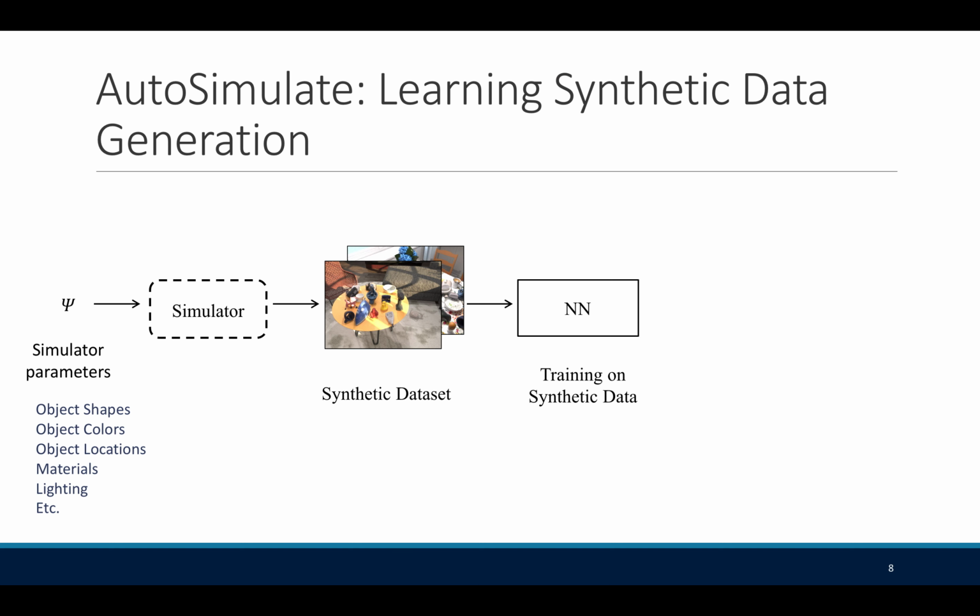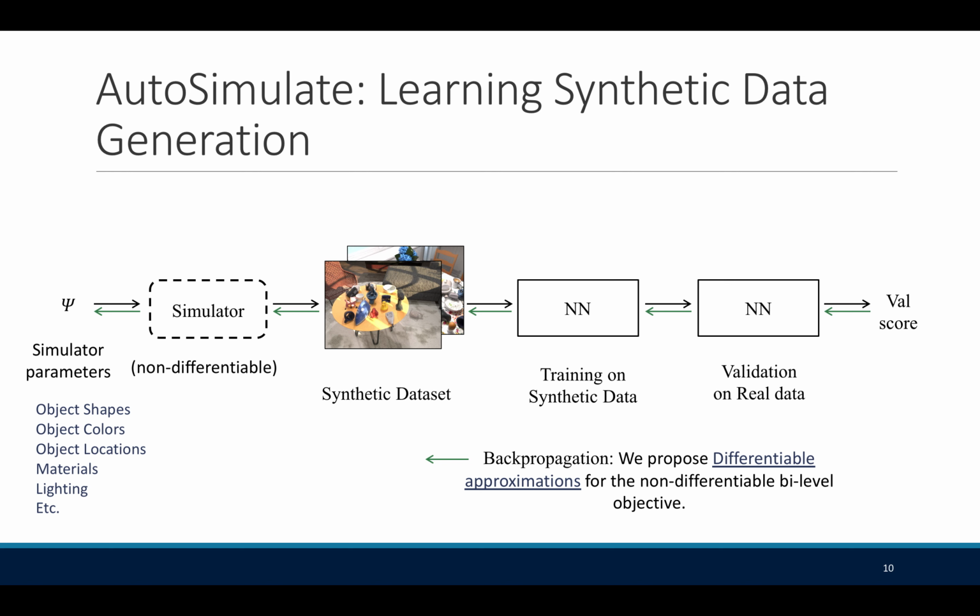In this work, we optimize the parameters of the simulator. We learn these parameters to directly maximize accuracy on a computer vision task like object detection. We propose an end-to-end algorithm for optimizing the simulators.